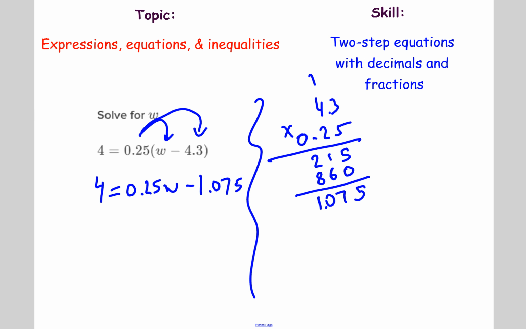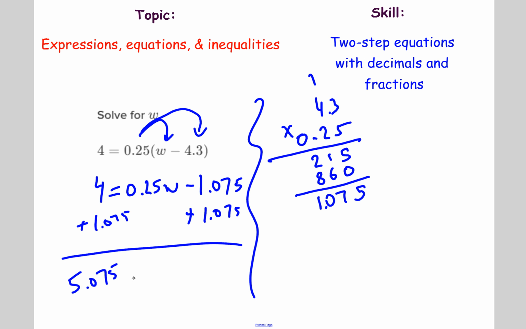So continuing with our problem, we distributed, we got rid of the parentheses. Now we have to add 1.075 to both sides of the equation. 4 plus 1.075 is 5.075, equals, that's a zero pair, 0.25 times w. So my goal now is to get w by itself.